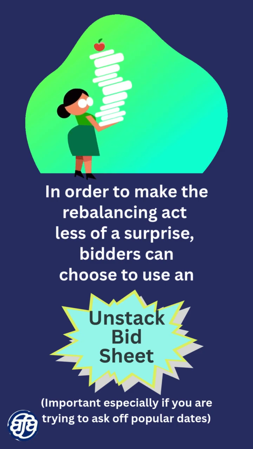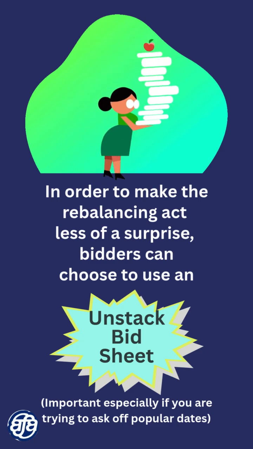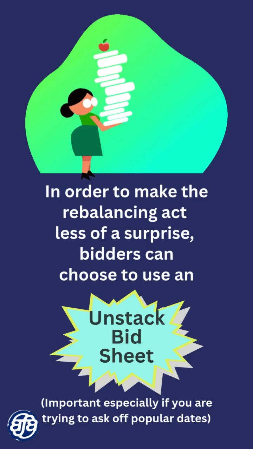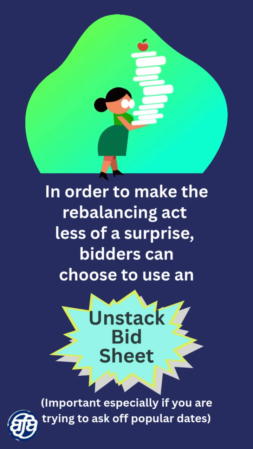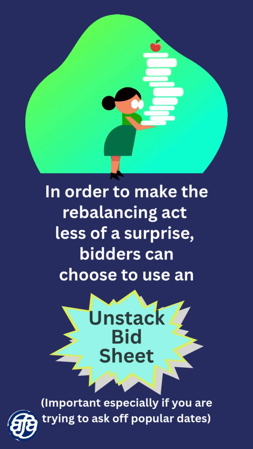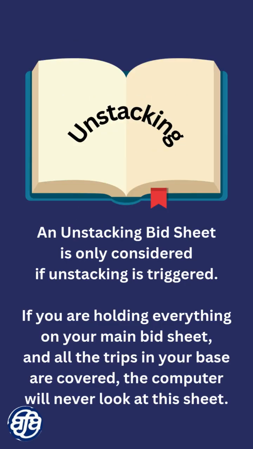In order to make the rebalancing act of unstacking a bit less of a surprise, bidders can choose to use an unstacked bid sheet. This is especially important if you are trying to ask off popular dates that others are likely trying to ask off as well. Just remember that it's never a bad thing to use an unstacked bid sheet, because your unstacking bid sheet is only considered if unstacking is triggered at your seniority. If you are holding everything on your main bid sheet and all the trips in your base are being covered naturally, the computer will never look at this sheet.